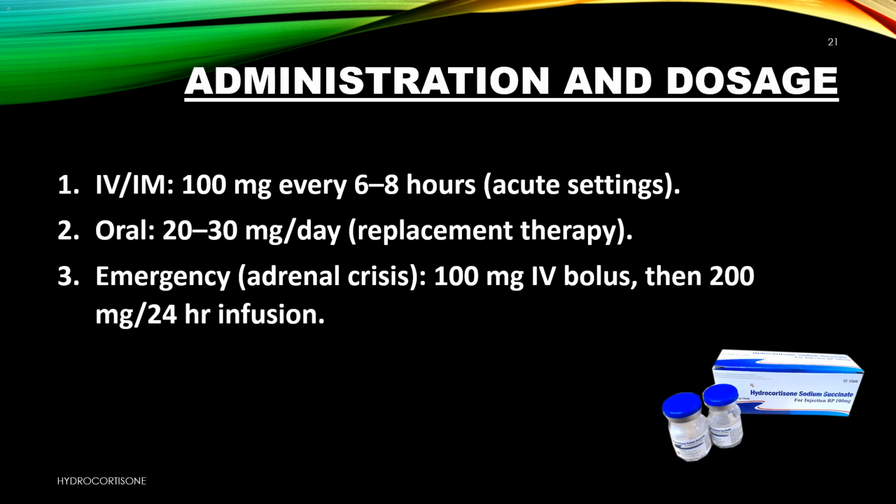2. Oral administration. For replacement therapy, the typical oral dose of hydrocortisone is 20 to 30 mg per day, mimicking the body's natural cortisol production. 3. Emergency dosing. In cases of adrenal crisis, an initial IV bolus of 100 mg is administered, followed by a continuous infusion of 200 mg over 24 hours, providing high-dose glucocorticoid support to manage the life-threatening condition.